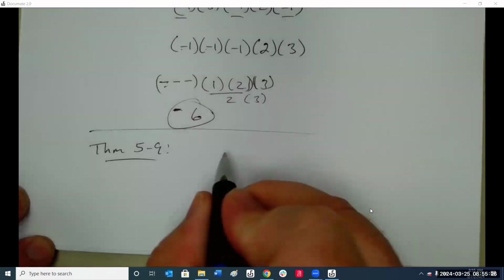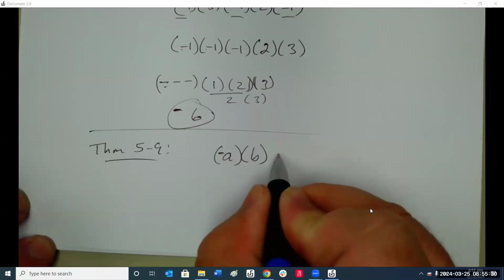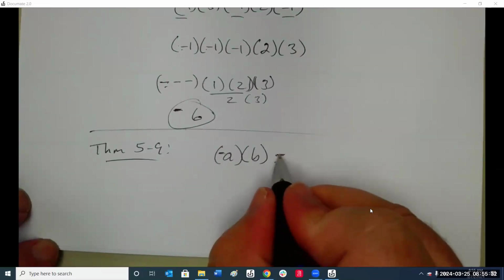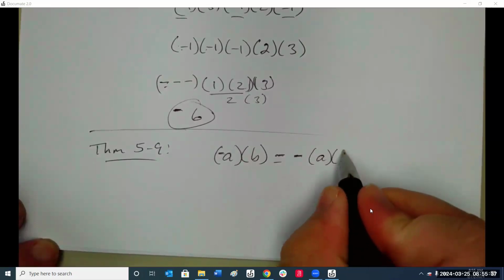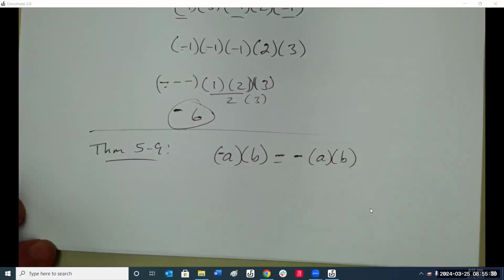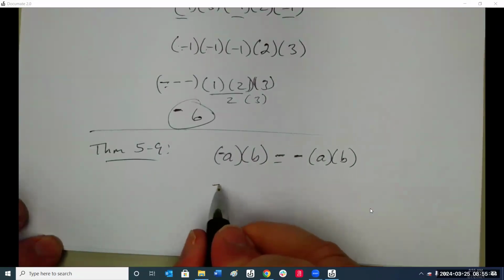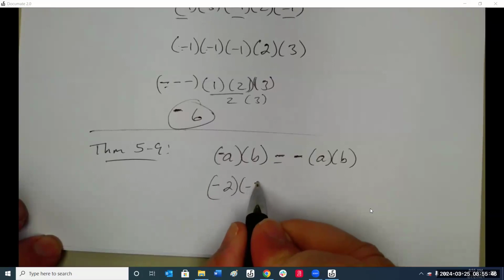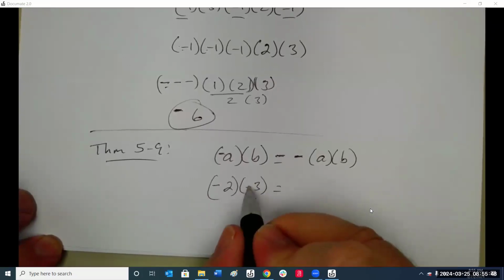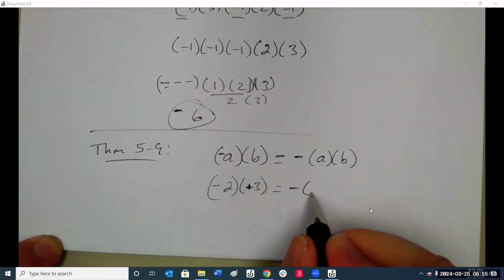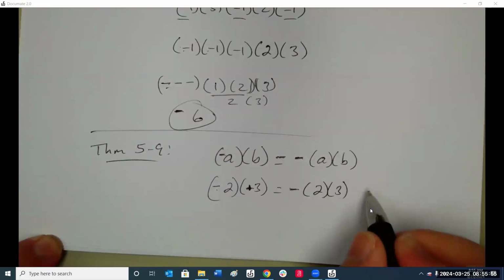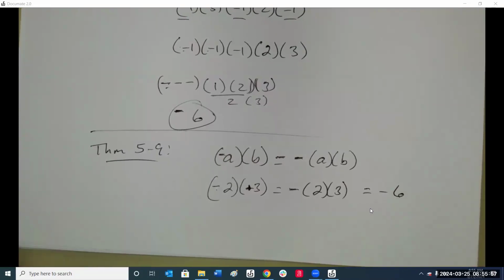Theorem 5-9. If I'm multiplying 2 numbers together and only one of them is negative, I could take that negative out in front. That's positive. So there's 1 negative. I have 2 times 3, which equals -6.